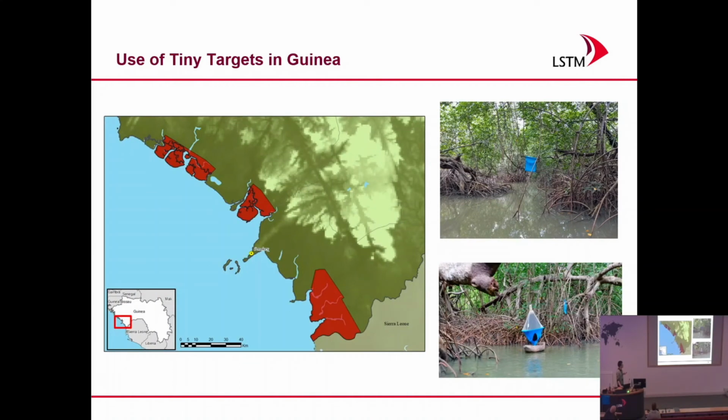And then moving on to Guinea. So here, tiny targets are used in 3 different foci. So in Boffa, Dubreka, and Forécariah. Very different to Uganda. Here we're in a mangrove system, dealing with tides as well.